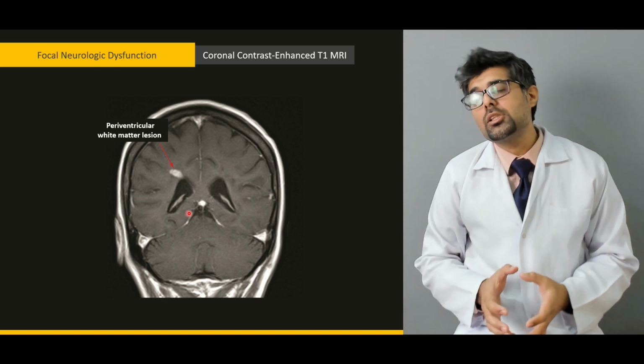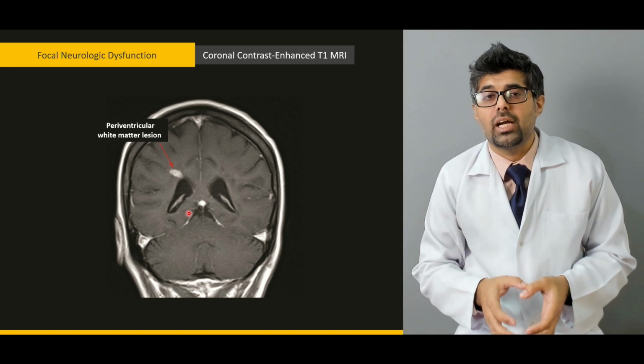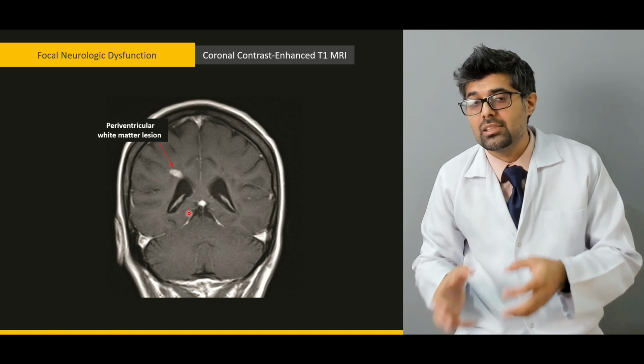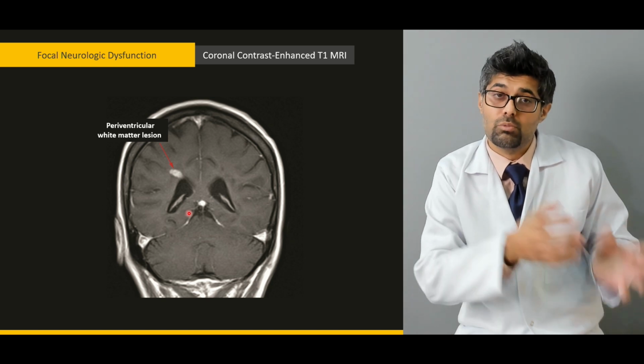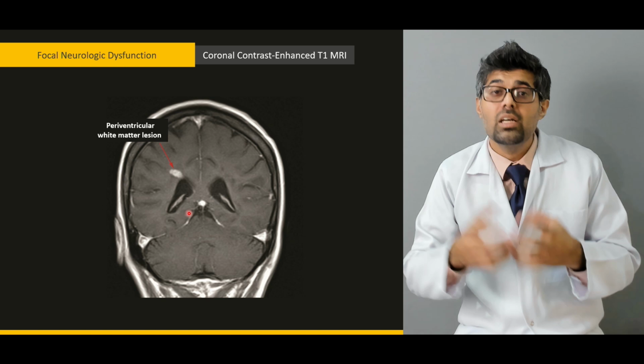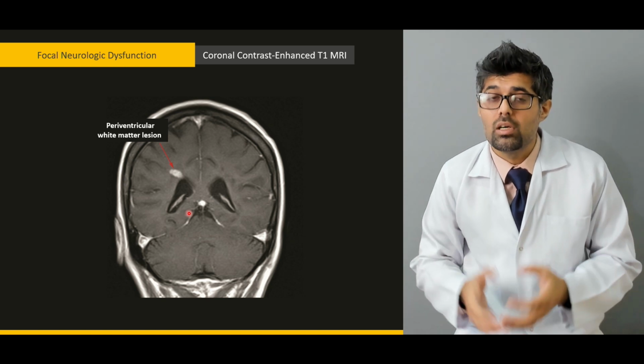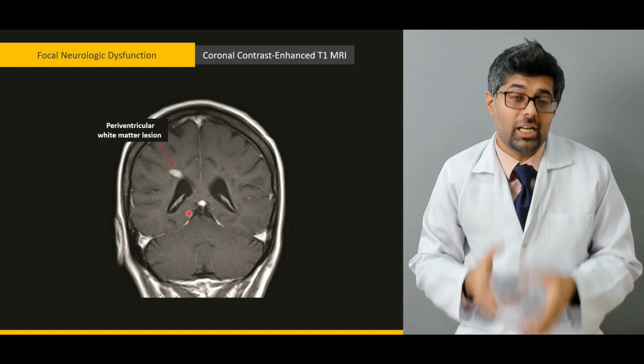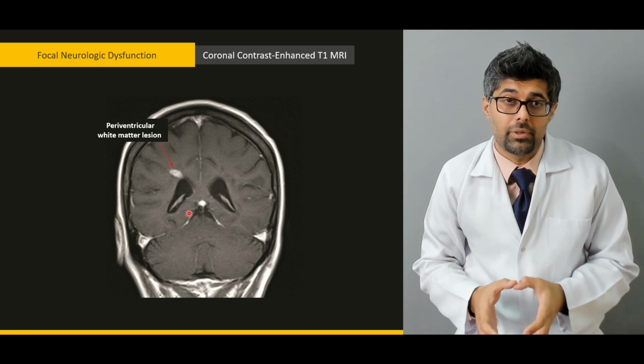So multiple sclerosis white matter has two characteristics that differentiate it from the others. One, it will have inflammation. Other, it will be iso-intense, not hyperintense.